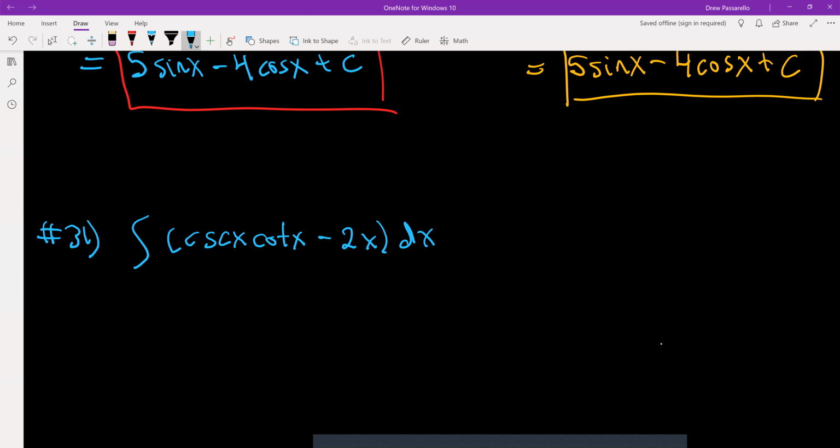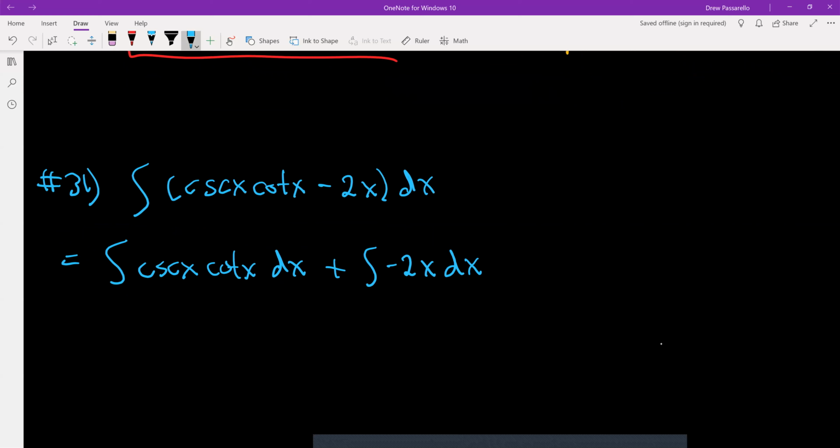All right, so I integrate each component, right? So I integrate the cosecant cotangent piece, and then I integrate the negative 2x piece. I'll go ahead and show it for this one. So all the steps, so I break it up in the integral of cosecant cotangent, and then I have the integral of negative 2x dx. Now the negative 2x dx, I can go ahead and factor out the negative 2. And then I focus on integrating x.